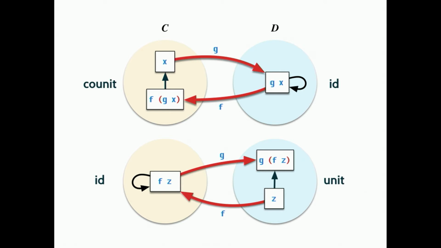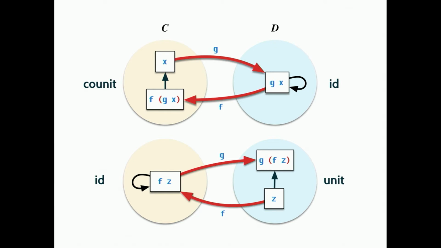There's another interesting thing going on here. If you start with X in the category C, and then you go G into D, you get to G of X. But then if you go back into C using F, you don't get back to X. You get to F of G of X. So it's not the same place where you started, but there is an arrow out of where you ended up into where you started. And that's the co-unit.